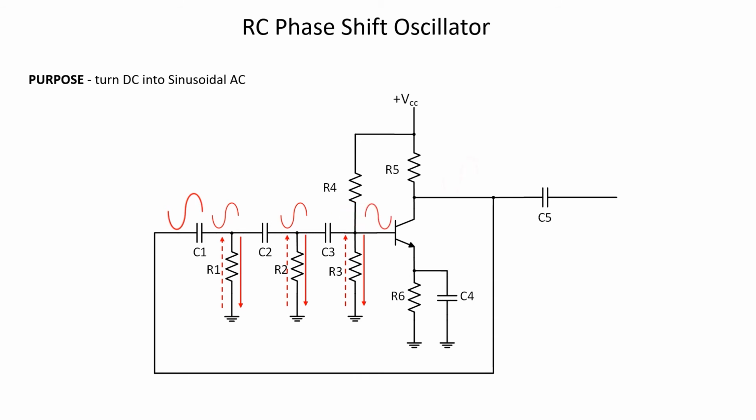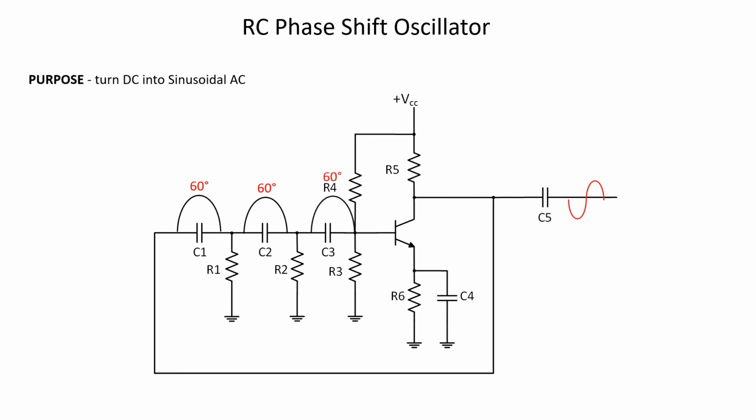Now, each of those fractions of a second represent a 60-degree phase shift from the previous AC signal, or as I like to say, every time you pass a cap, you shift 60 degrees for a grand total of 180 degrees from the input to the output of the feedback circuit. So just like all of our oscillators, there's a 180 degree phase shift in the feedback circuit, and our common emitter gives us another 180 degree shift for a total of 360 degrees of our sine wave.